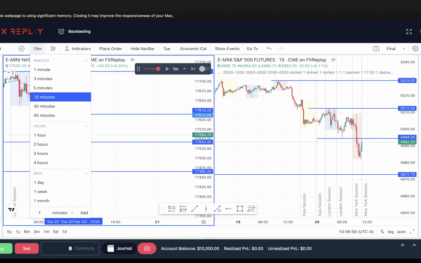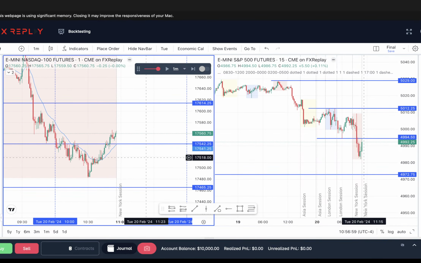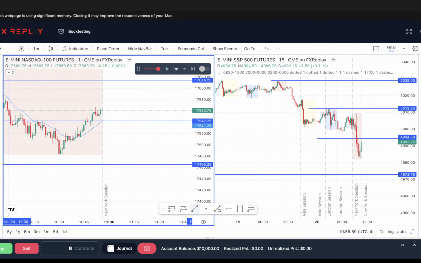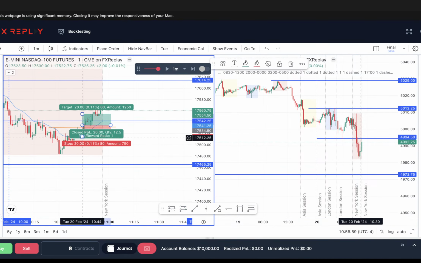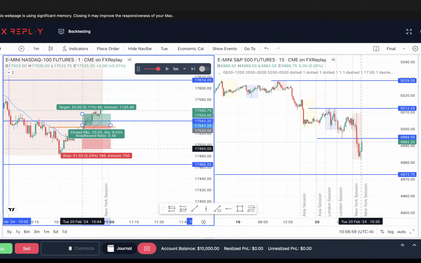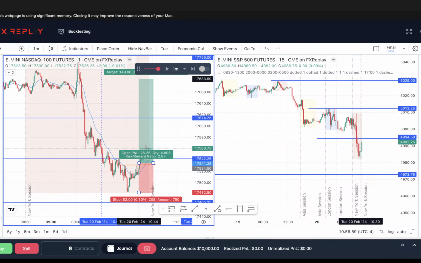So let's see on the 1 minute if we get a nice market structure shift to the upside. We do after this candle, candle close. There's a fair value gap right there. We can take it to the low, and then let's see if we can take it all the way back to the other side.